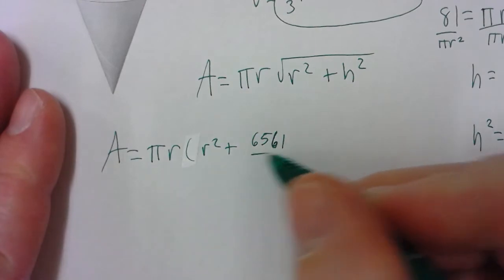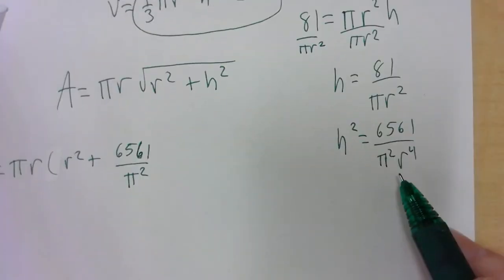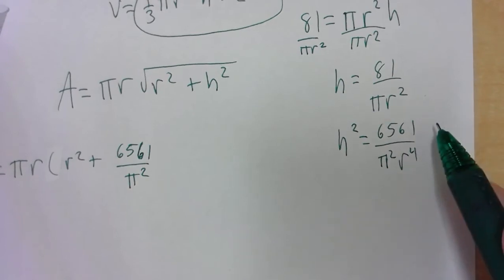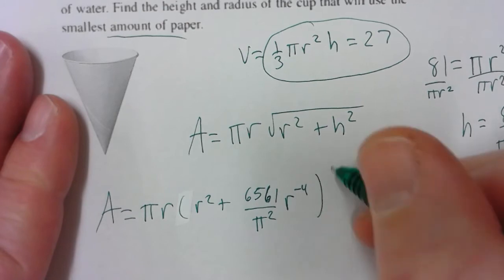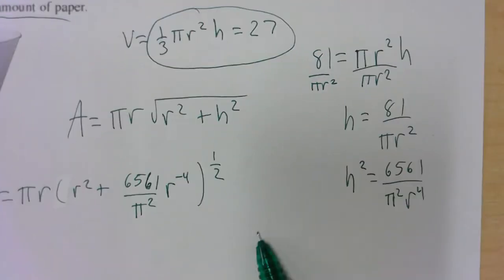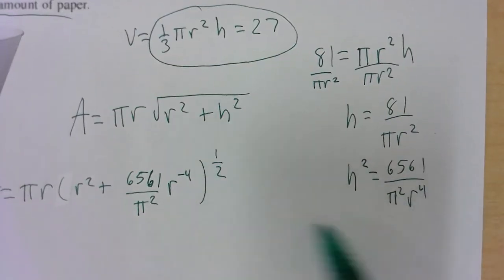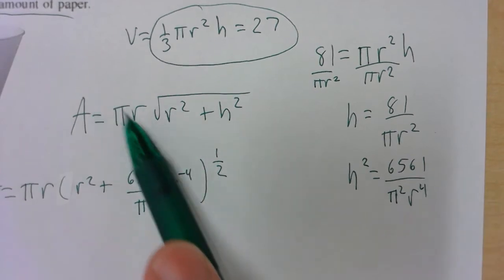6561 over pi squared, and then r. I'm going to bring that up to the top because it's easier to take the derivative. So I'm going to think of that as r to the negative 4 to the 1/2 power. So this one in here, I brought the r to the 4th up to the top because it's easier to take the derivative that way, and I also made that be the 1/2 power.